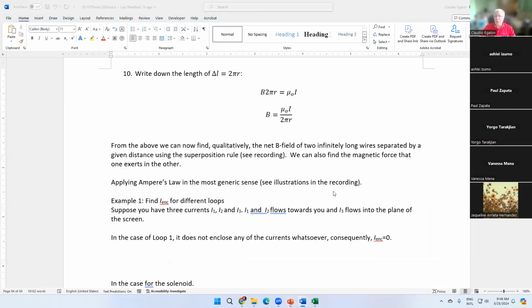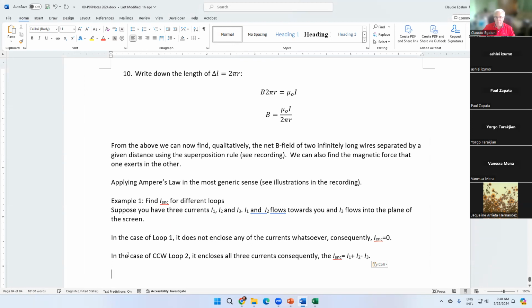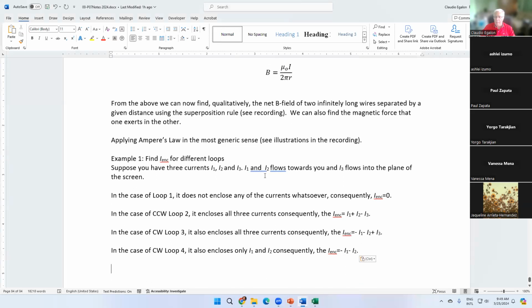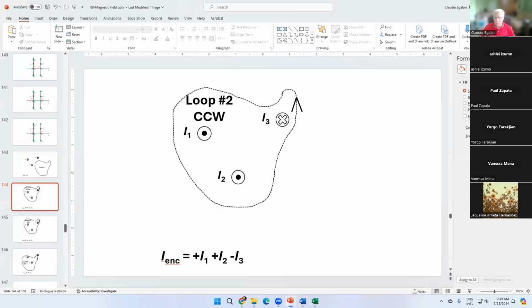Loop number 2 includes all three currents, consequently the enclosed current is going to be something like that. Then we have loop 3 and 4 as well. I guess that's easy, right? You can get the idea here, loops 3 and 4.